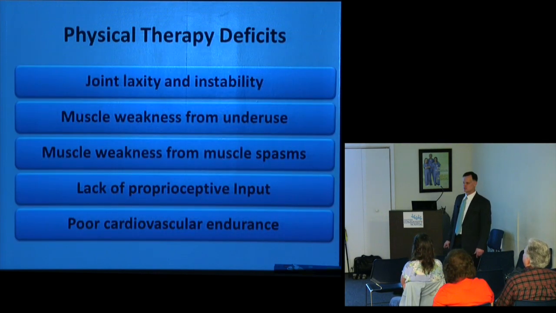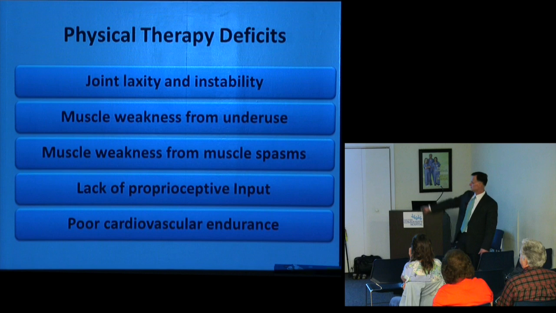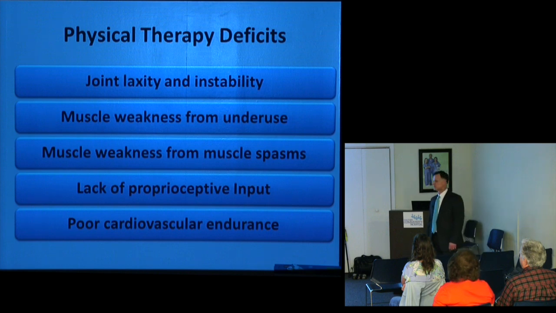Physical therapy deficits that you're going to have with craniocervical instability, Chiari malformation, or any type of connective tissue disorder that involves hypermobility. You have joint laxity and instability, muscle weakness from underused muscles. You're going to have muscle weakness from muscles that go into muscle spasms because the muscles are too tight and they're not allowed to relax, so the muscle will eventually fail.